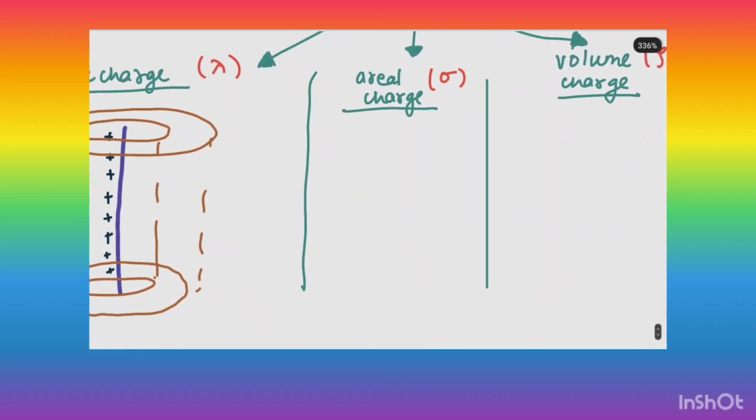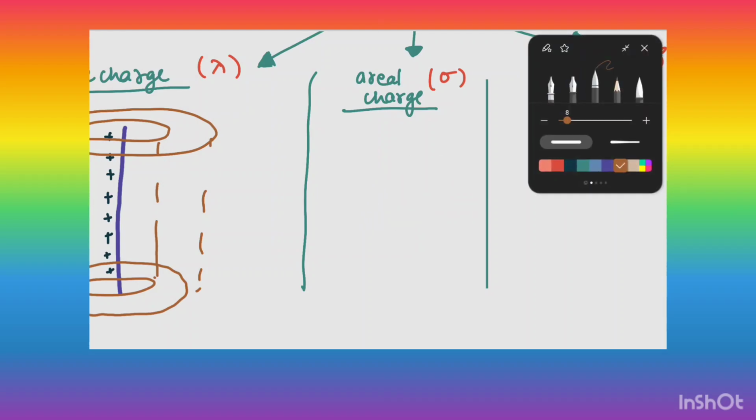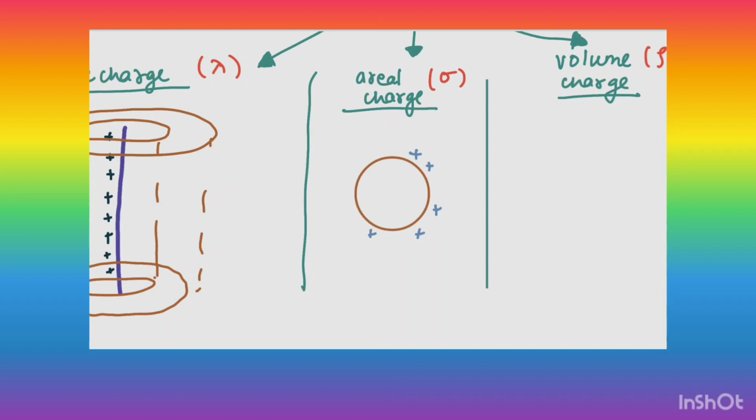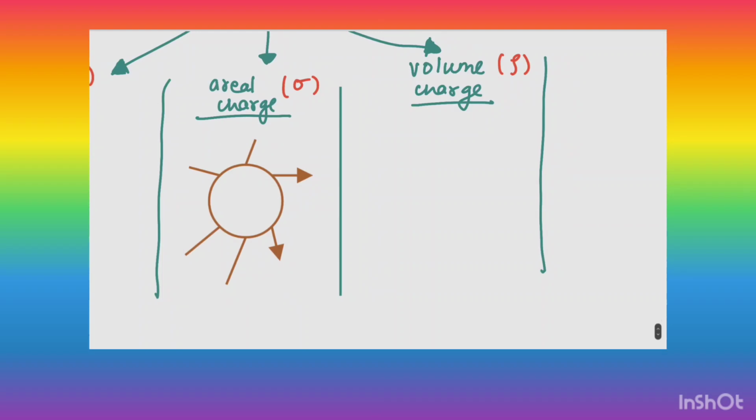Aerial charge density would be like this. Let us just take a sphere. Charge is given to it this way. Electric field lines would be somewhat like this. This is aerial charge density. Next is volume charge density, meaning inside the body. Charge is like this.